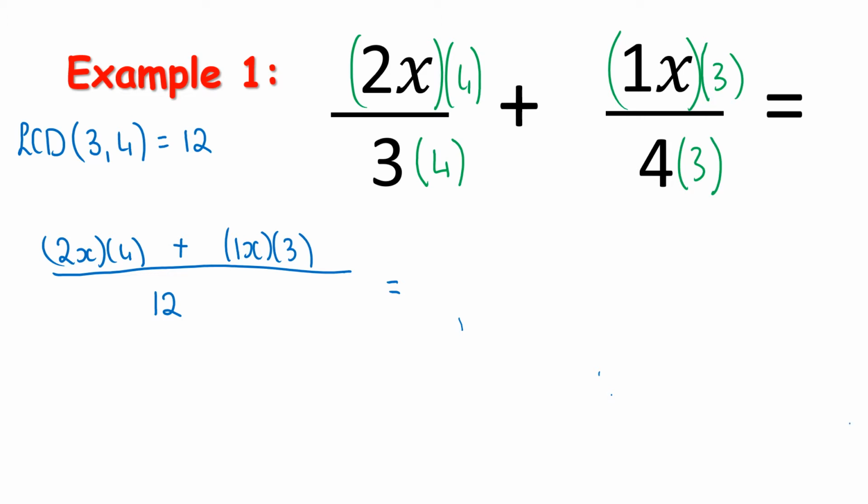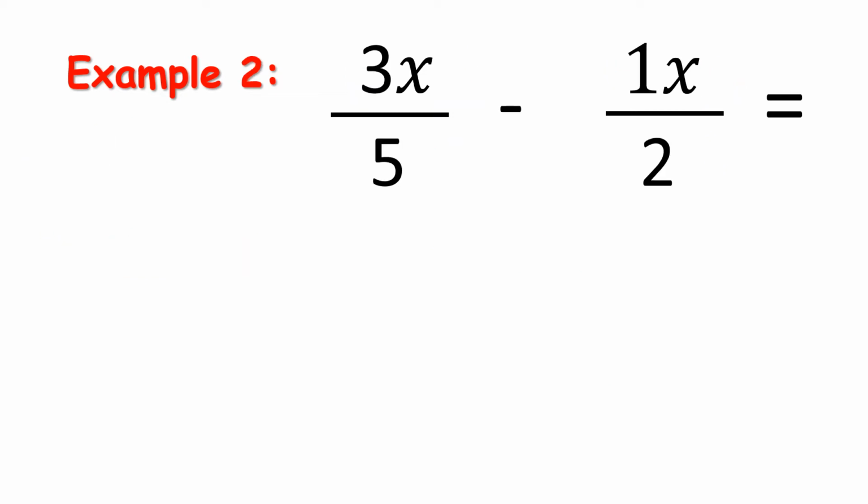So when I tidy that up, we get 2x by 4 is 8x, plus 1x by 3 is 3x, all over 12. And now we're going to tidy up the numerator a bit more. So that's 11x over 12. And that's our answer. So the exact same method will work now that we have an algebraic expression as part of the numerator. Okay? So now let's look at a second example, and this one is a subtraction.